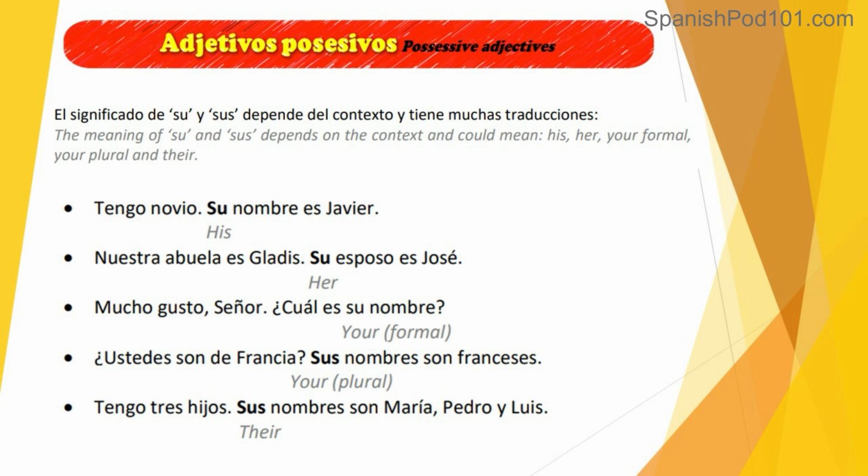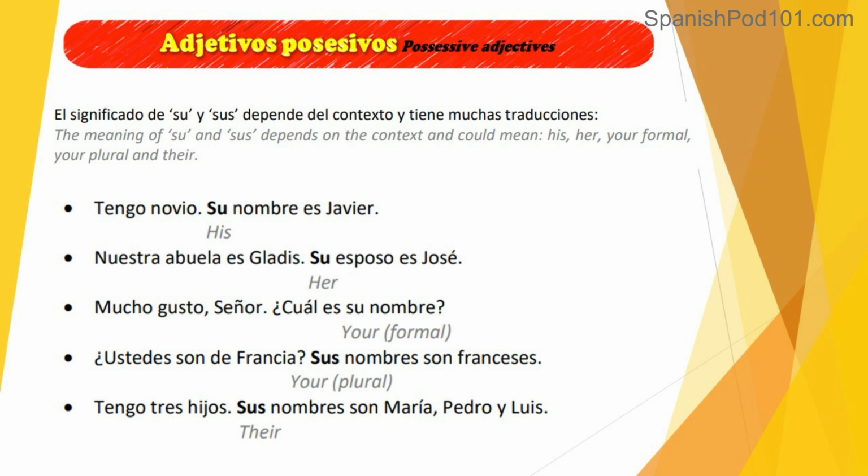Let's have a look at another example. Nuestra abuela es Gladys. Su esposo es José. What do you think su means here? Nuestra abuela es Gladys. Our grandmother is Gladys. And then we're talking about her husband. Yes, so we're gonna say her husband is José. Mucho gusto, señor. ¿Cuál es su nombre? What do you think su means here? Mucho gusto, nice to meet you, sir. What is your name? And this is a formal situation, it means your.